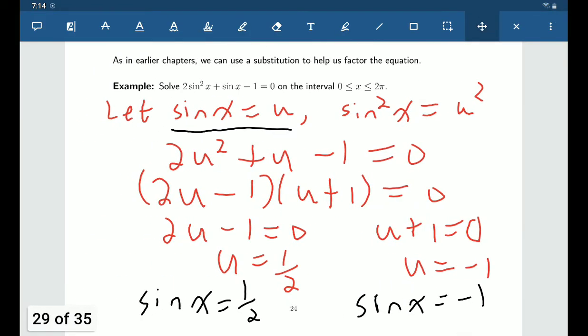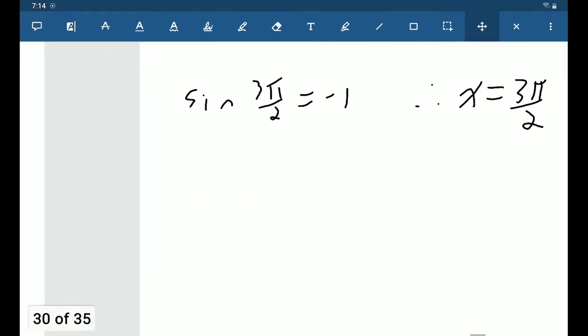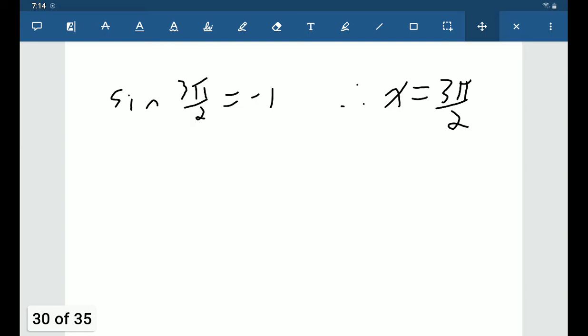Now, I forgot to mention this before we started the question. I read it, but I didn't say it out loud, which is we're solving over the interval from 0 to 2 pi. So here we're not finding all solutions, we're just finding solutions within that first one full circle. So that's why here I only have one solution for where sine of x is equal to negative 1, and that's only at 3 pi over 2.